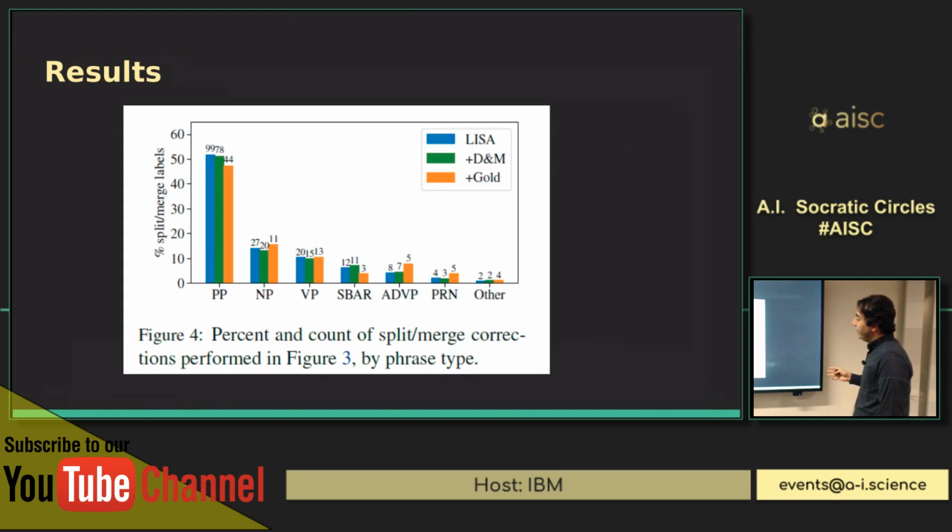So present an account of split merge corrections performed in figure 3 by phrase type. So now you see which one syntactically the model is struggling with the most, which is the PP attachment, which is hard. And the reason for that is that PP attachments can move about.